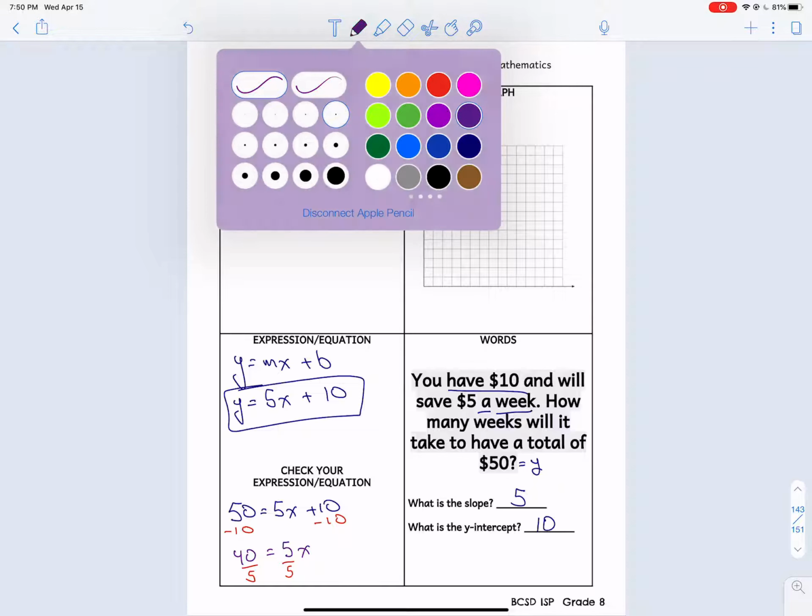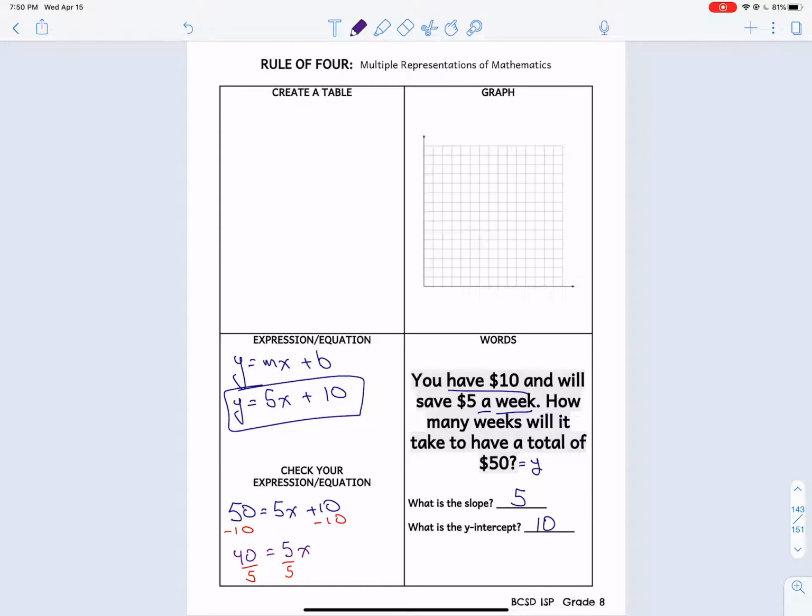And we will get 8 equals x. So then the answer is 8 weeks. How many weeks will it take? It'll take her 8 weeks.